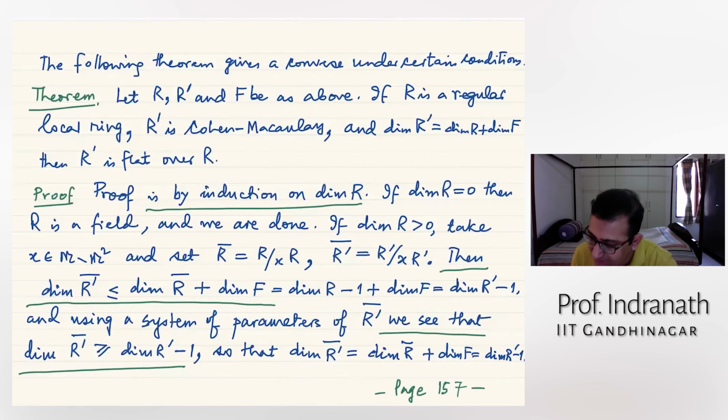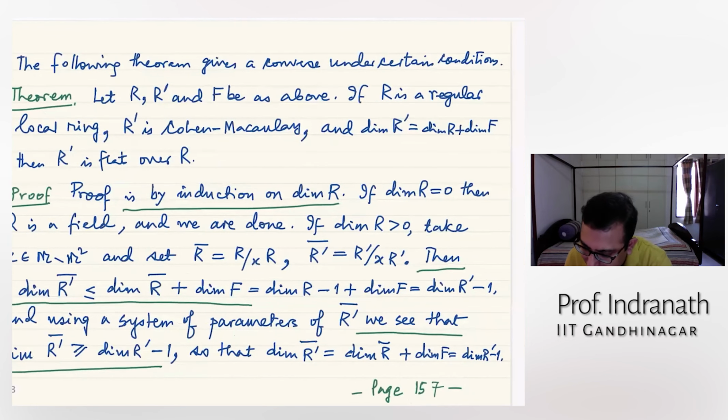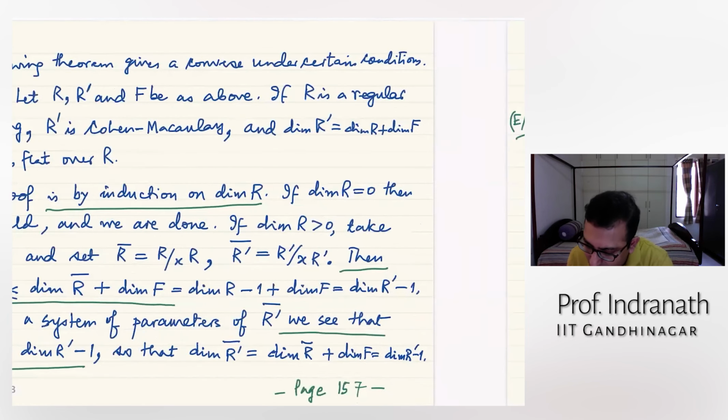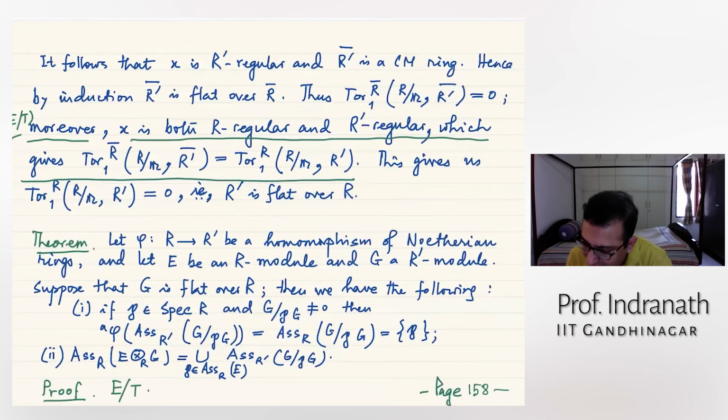And the proof was by induction on the dimension. I don't want to go through the proof once again. The technique was more or less the standard one, if you remember: choosing this element from here and then pushing on to r bar and r dash bar and using the induction. So you can understand that you have to ensure that you have a regular local ring and the Cohen-Macaulay condition. And this is going to be used there. And finally, you bring in Tor to settle the matter for the flatness.